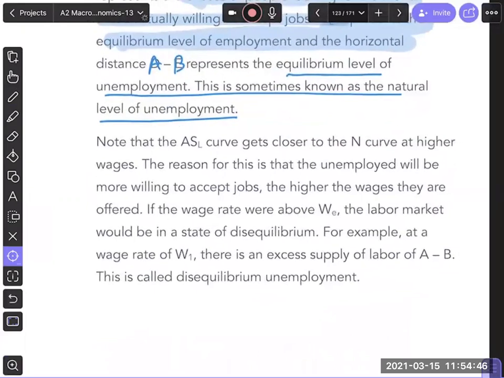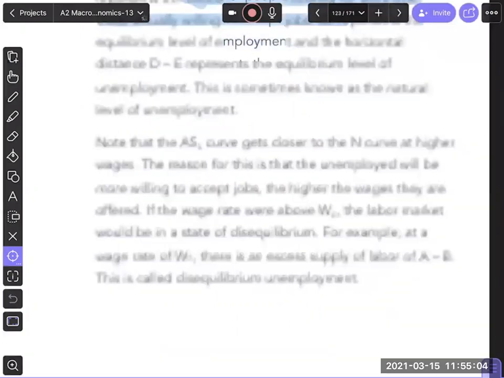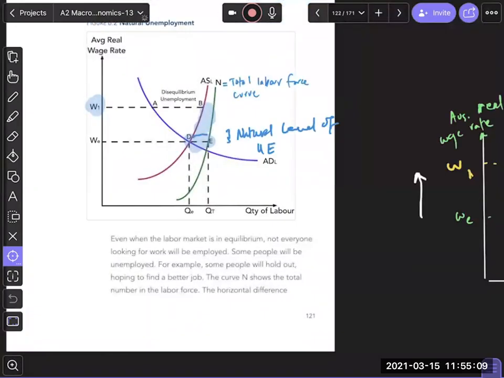So guys, also note that the aggregate supply of labor curve gets closer to the N curve at higher wages. The reason for this is that the unemployed will be more willing to accept jobs the higher the wages they are offered. So this gap is shrinking because at a higher wage rate fewer people decide to sit at home. And also, if the wage rate is above WE, like wage rate W1, this is your disequilibrium unemployment, people who are unemployed because of disequilibrium in the market. Quantity of labor supplied is more than quantity of labor demanded. Why does it happen? That's a discussion for tomorrow's class.